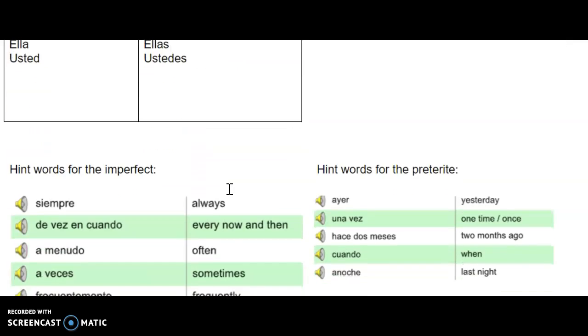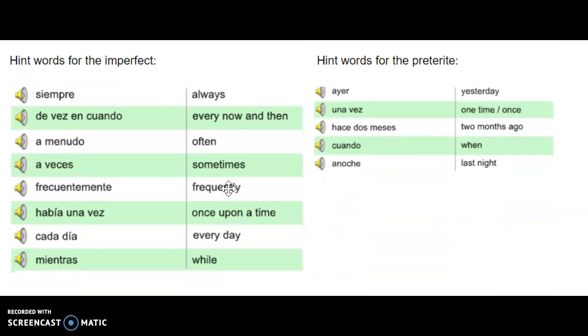And then down here in your notes, I just gave you some hint words. So if you see words like this, siempre, de vez en cuando, a menudo, a veces, frecuentemente, había una vez, cada día, mientras. These are a hint that we're going to use this imperfect tense because they're talking about things you did more than once, over and over again. Okay? These are hints that we're going to use the preterite tense. The preterite tense we use for things that happened like once or for a specific amount of time.